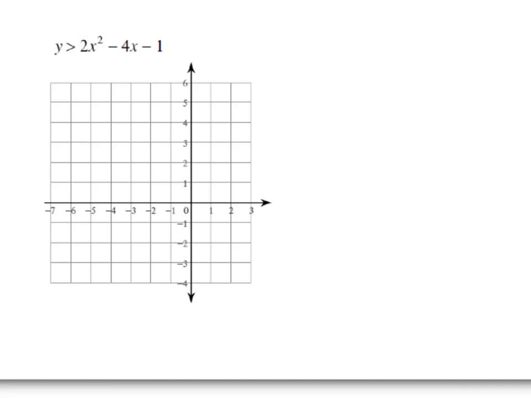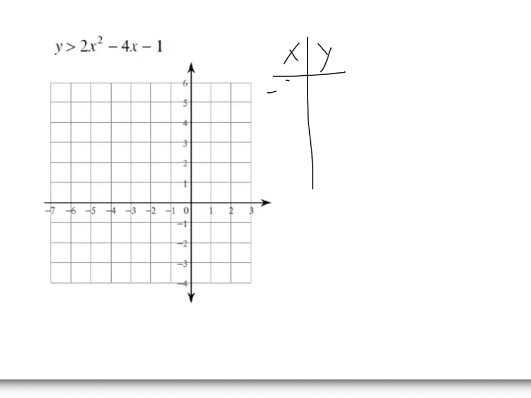Section 4, Video 4. Here we have an inequality that is not linear. The power of 2 makes it quadratic. So if we were to graph this, we would graph it like we normally would a quadratic where we don't know a lot of information. We would do an XY table.